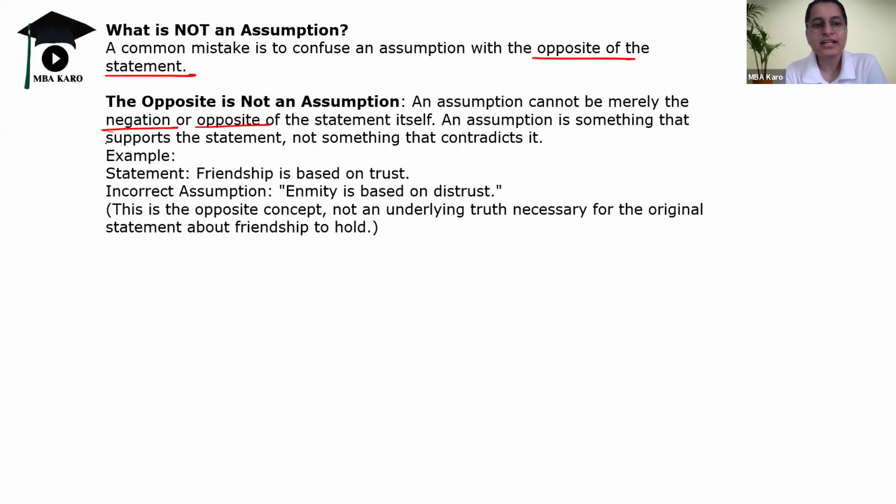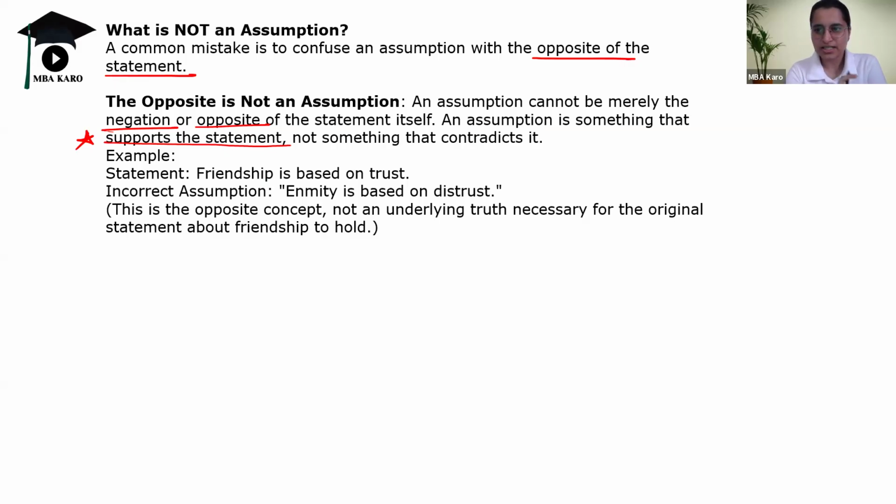An assumption is something that supports the statement. It is not something that contradicts the statement. You have to keep this line very clear in your heads that your assumption should support your statement. It should not contradict your statement.